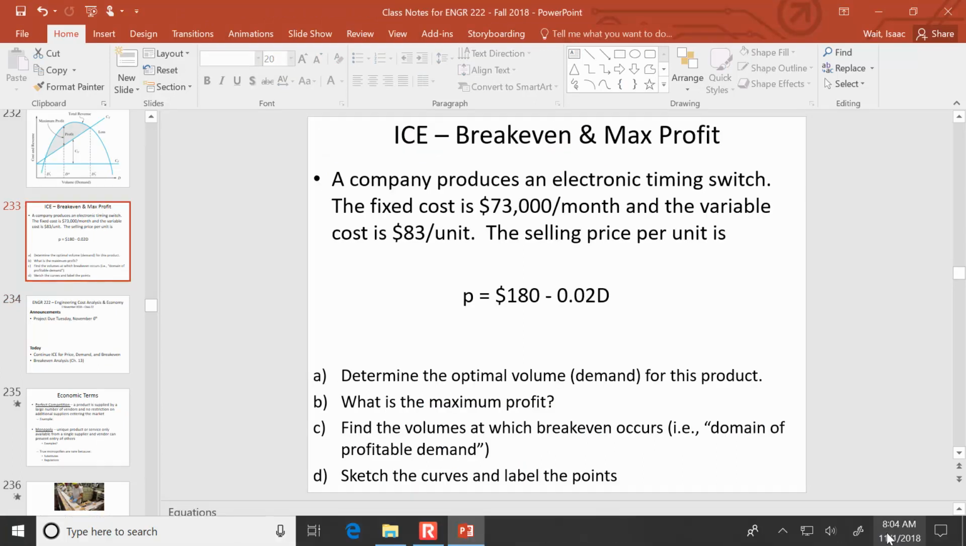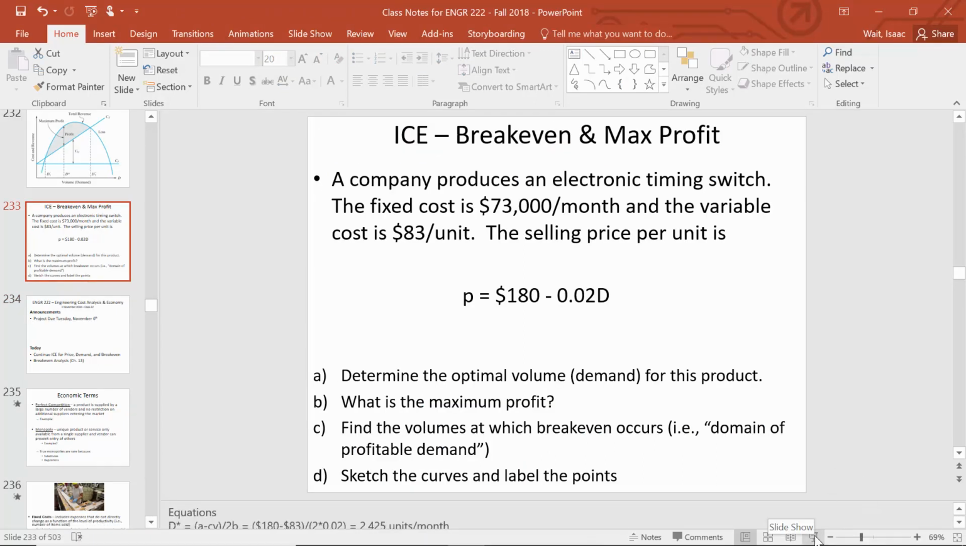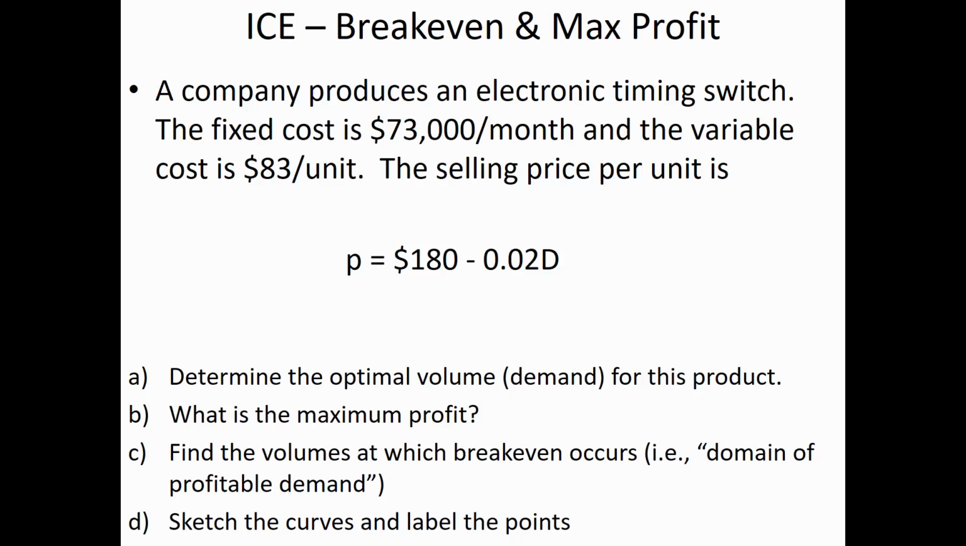All right, so just to refresh our memory on the in-class exercise that we were just finishing up from last time, we have a company where they are producing an electronic timing switch, and they have two different costs associated with that timing switch. They have fixed costs of $73,000 a month, and so fixed costs, recall, those are things related to rent or insurance or the capital recovery costs of the equipment that they own. So those are things that are unaffected by the level of production. That's the definition of a fixed cost, is something where the amount stays the same regardless of how much you make.